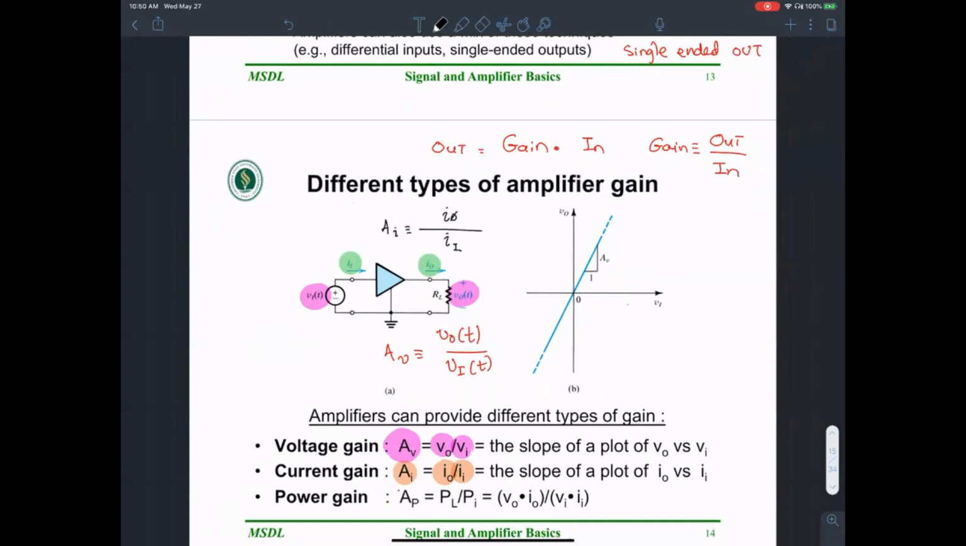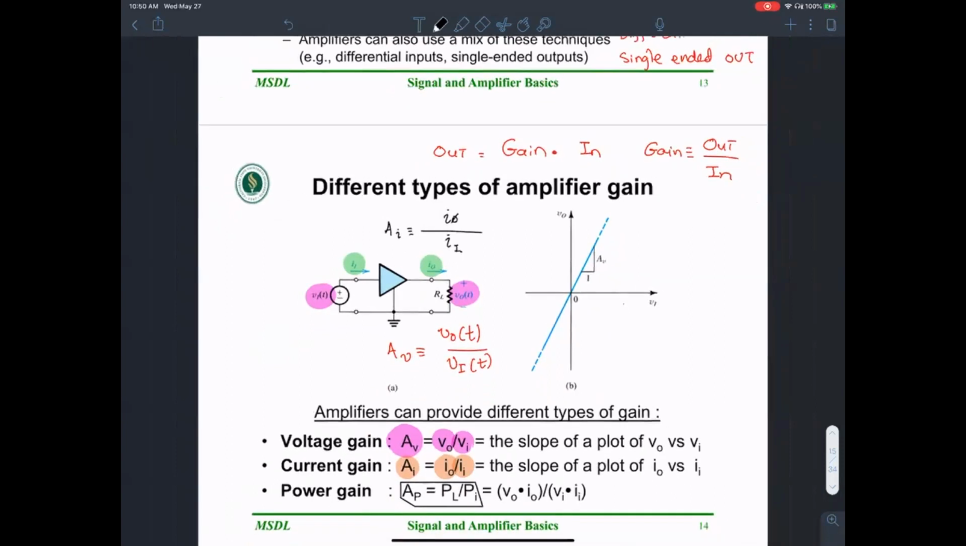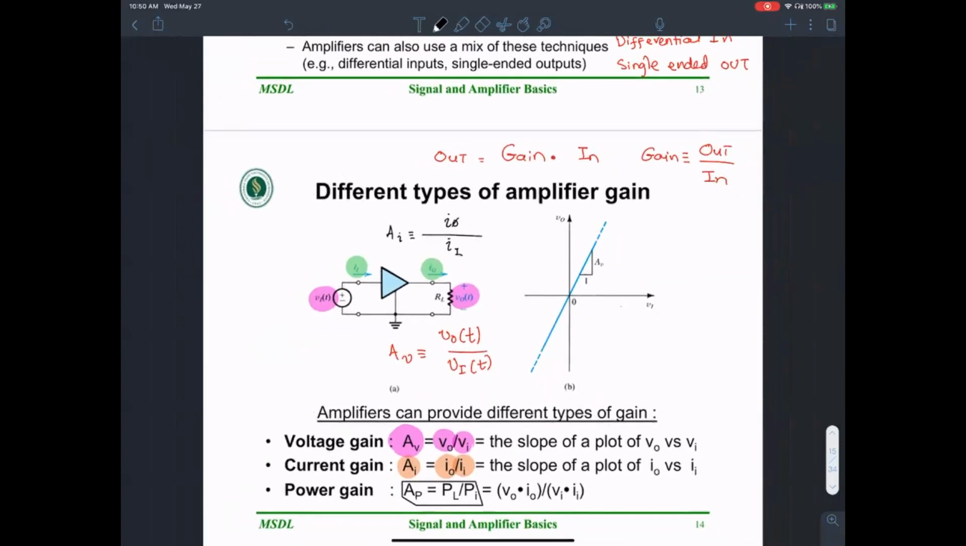I can also have a power gain. With power signals, it's the power delivered to the load over the input power. That's called the power gain. I'm showing you just two types of amplifiers: a voltage amplifier and a current amplifier. There can be more kinds of amplifiers, and I'll talk about that shortly. Depending on what type of output and input I have, I can have different kinds of amplifiers.